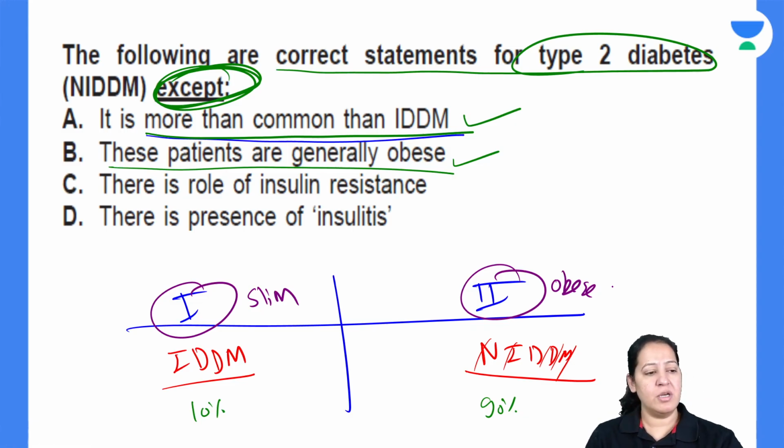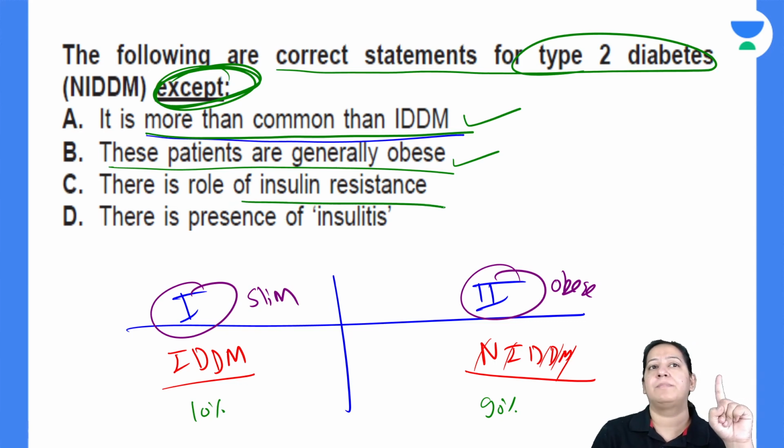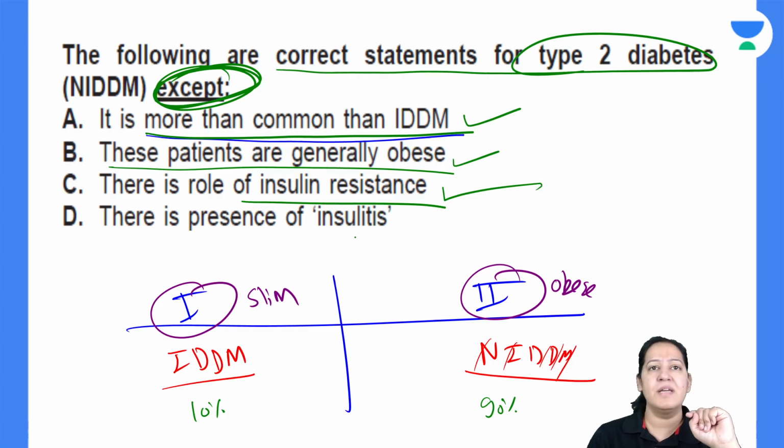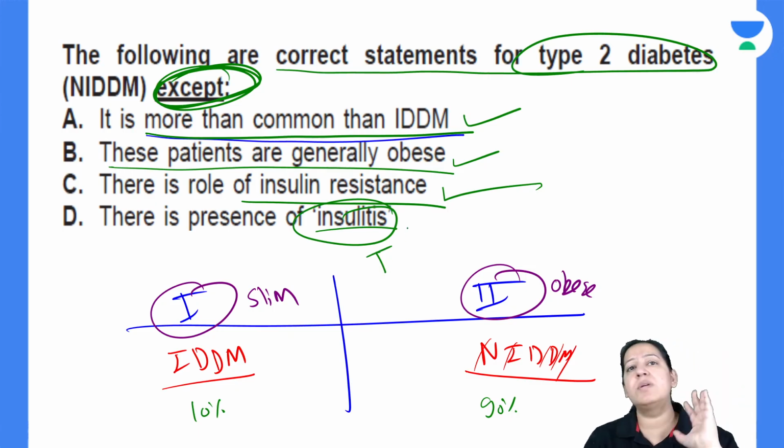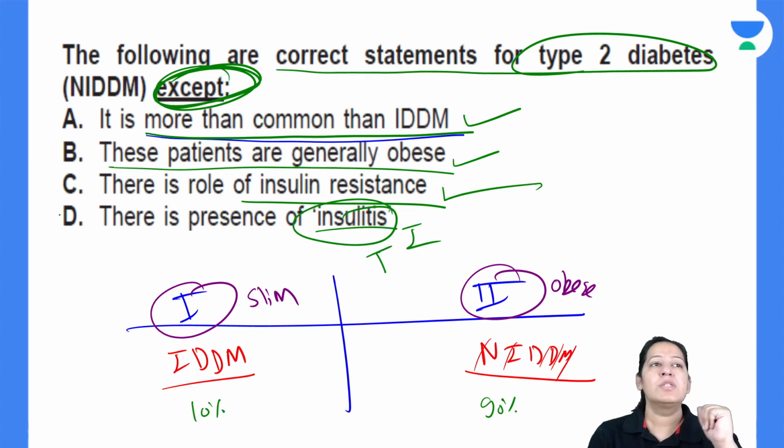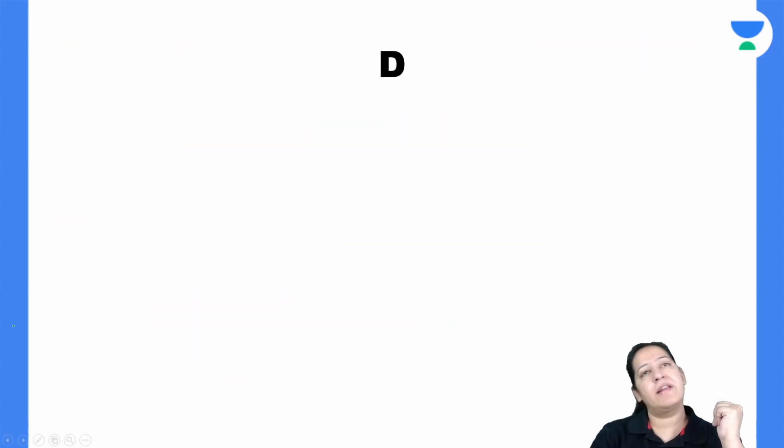Coming to the next question. There is a role of insulin resistance. Yes, in type 2 diabetes there is insulin resistance. But insulitis will be there where there is autoimmunity. T lymphocytes will attack your islets of Langerhans. So it takes place in type 1, not in type 2. So D is incorrect among them. The correct answer here is D.